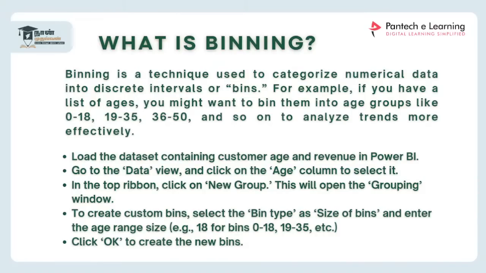So 0 to 18 is one range, 19 to 35 is another kind of range, and 36 to 50 is another range. This is the way binning can be easily understood, to analyze the trends more effectively. So how can you create the bin value?